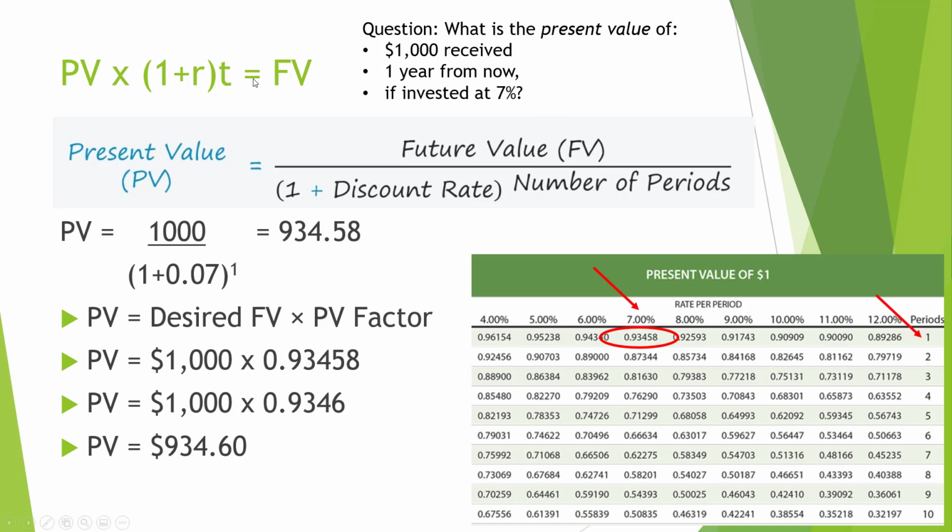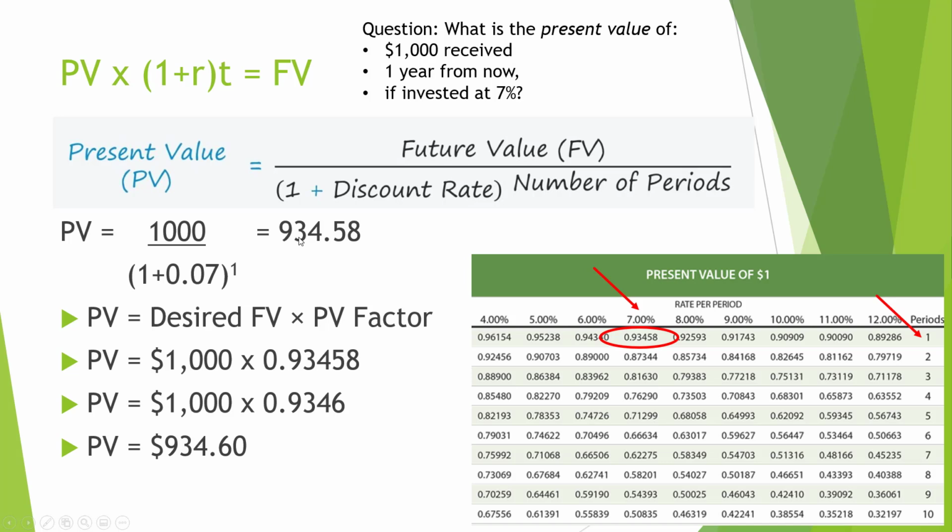But what I've done is I've rearranged the formula just for us to more easily understand. You can see I've taken this part of the formula and divided it by both sides, which will allow me to move this over to the right and isolate the present value on the left. In other words, we want to find the present value by taking our future value and dividing it by 1 plus the discount rate to the exponent of however many periods we're working with, or the years.